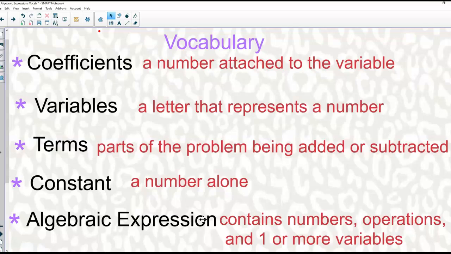Okay, so you're going to do a little practice for me here today with picking out some of these things. Please refer back to this video with some of the vocabulary if you need it.